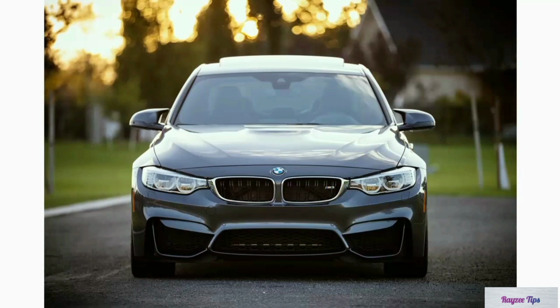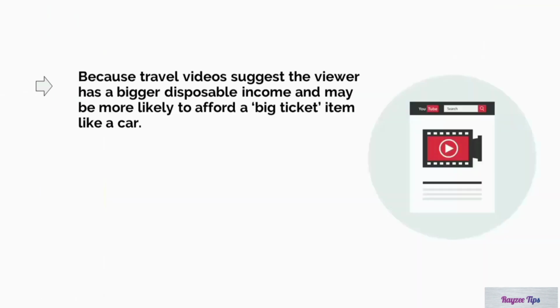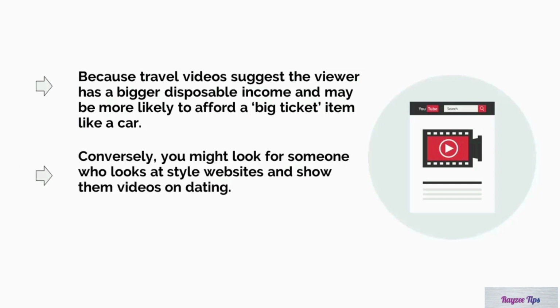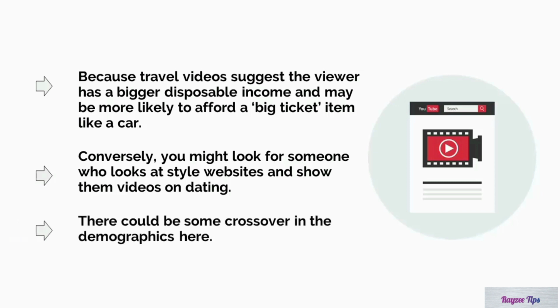You can even get tricky and try considering how user interests might reflect demographics. For example, if you were a brand selling a car, then you might choose to look for viewers who target travel videos. Why? Because travel videos suggest that the viewer has a bigger disposable income and thus may be more likely to afford a big ticket item like a car. Conversely, you might look for someone who looks at style websites and show them videos on dating. Again, there could be some crossover in the demographics here.